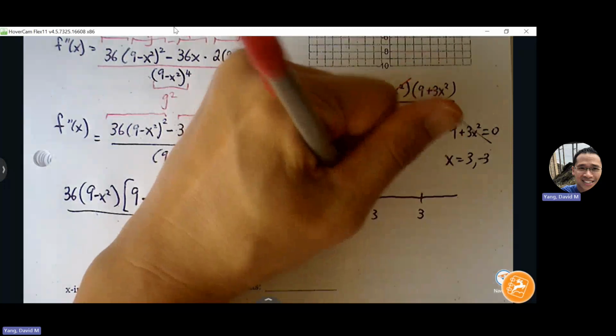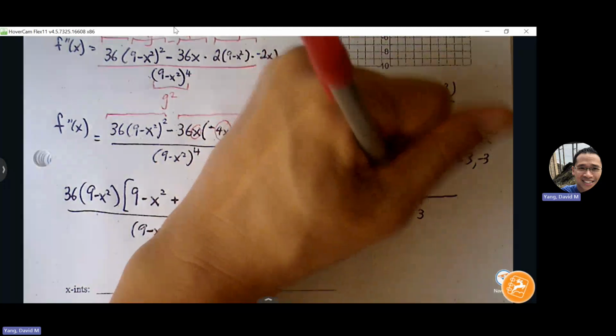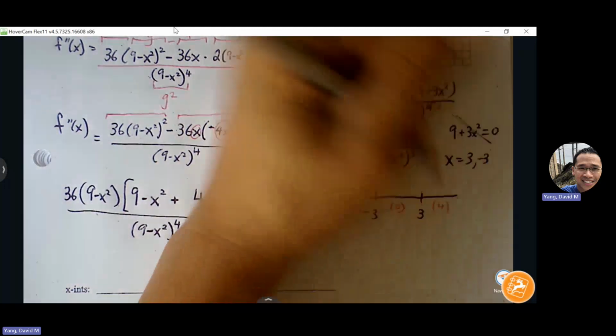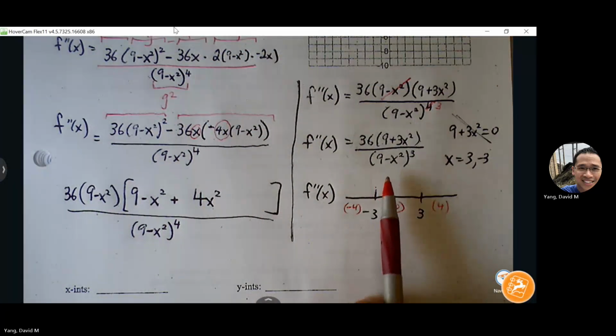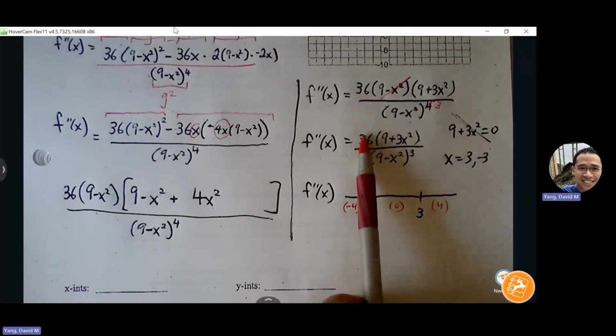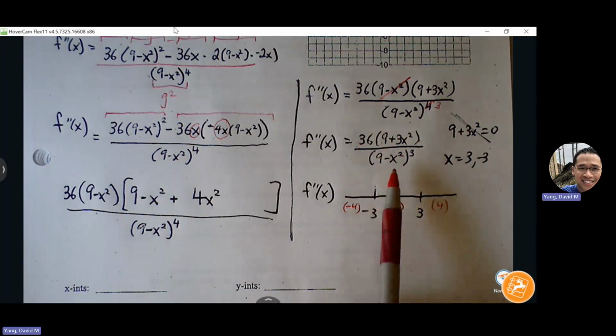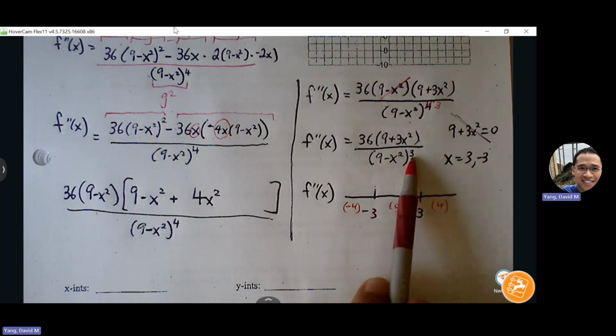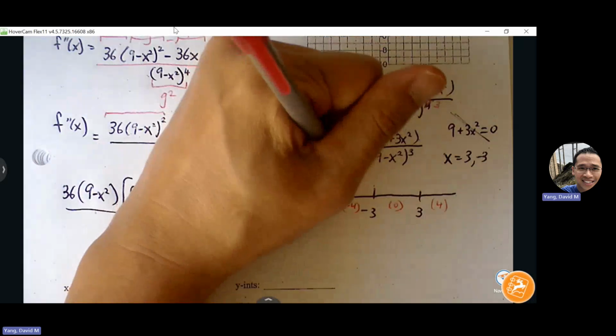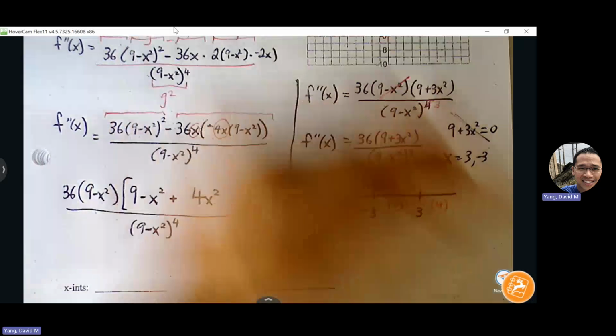Okay, so I'll test -4, I'll test 0, and I'll test 4. Looks like I don't have to worry about the numerator, right? My numerator is always going to be positive. I have to worry about my denominator. So I plug -4 in here. 9 minus 16, that's negative. Negative cubed is still negative. So concave down.